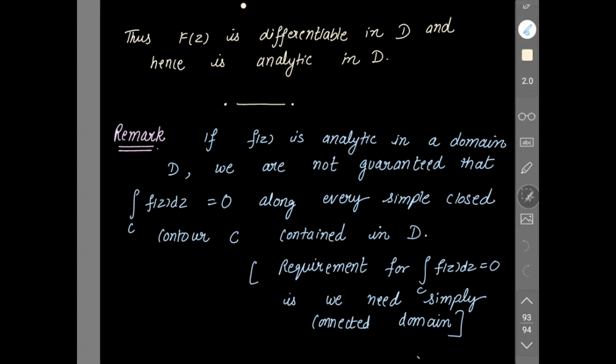The same proof. Now there is a remark, a very important thing. If f(z) is analytic in a domain D, we are not guaranteed that this integration of f(z) dz is equal to 0, what I have said earlier, along every simple closed contour C contained in D. What is the requirement for this integration to be 0? The requirement is we need a simply connected domain. We must have a simply connected domain.